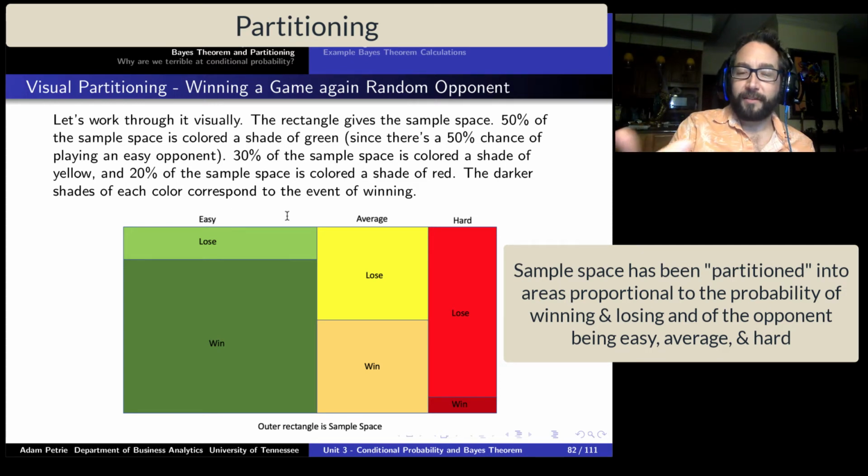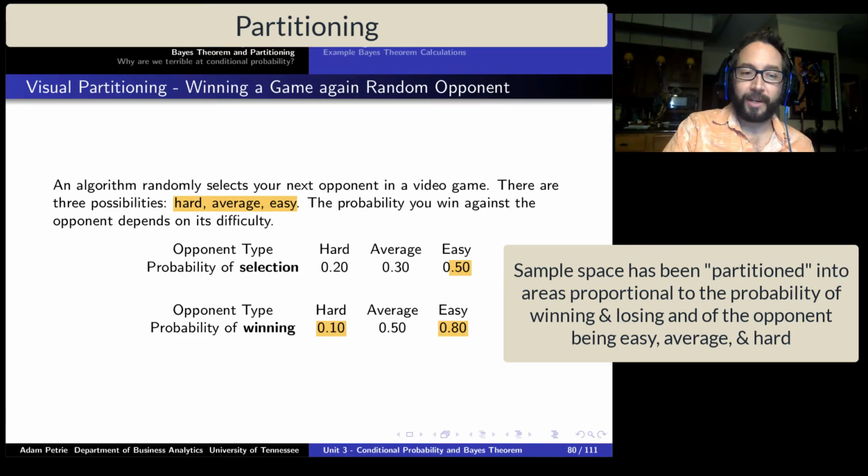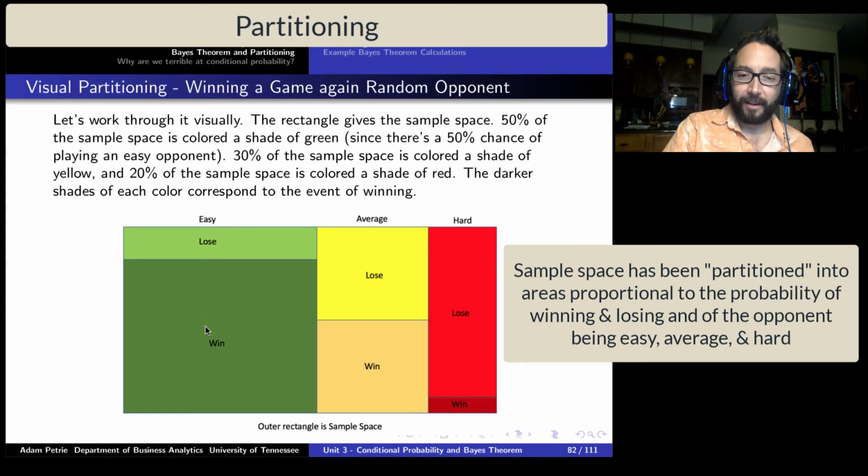We know that there's a 50% chance of being matched with an easy opponent, so let's go ahead and just shade half of the sample space to be green. And then within that green, let's split it up into win and lose, because we know there's an 80% chance of winning, 20% chance of losing in there. So 80% of the green region is going to be devoted to win.